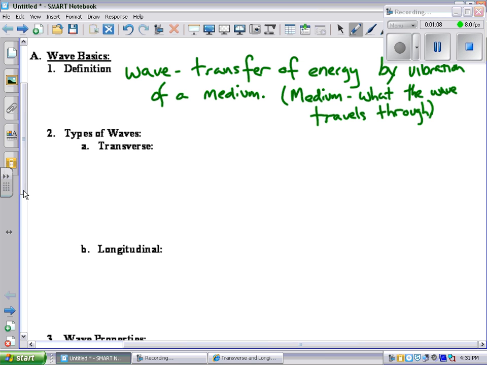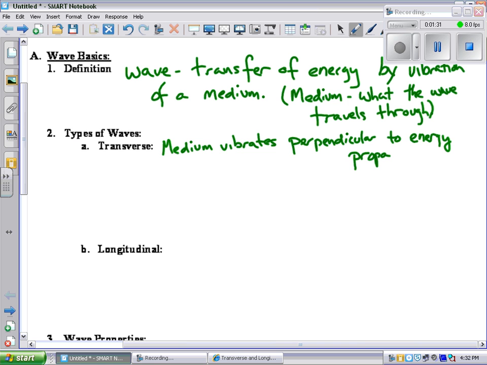And the definition of that is the medium vibrates perpendicular to the energy. I'm going to use a fancy word, propagation. And that just means the way the energy is being transferred, or the direction the energy is moving. And they're going to look like what we think of when we think of waves, something like this.